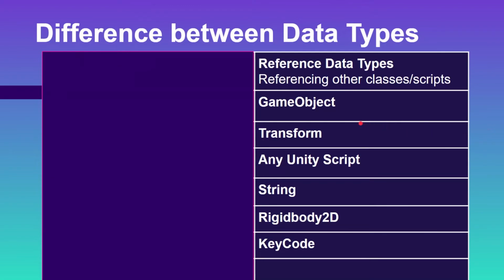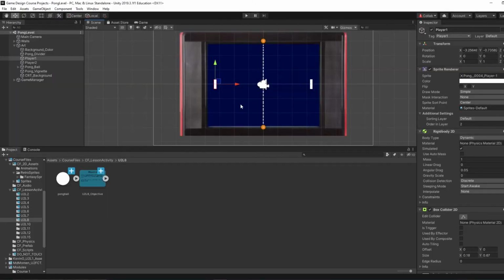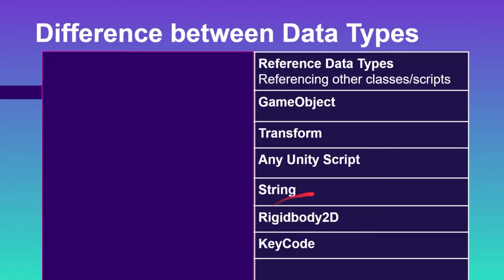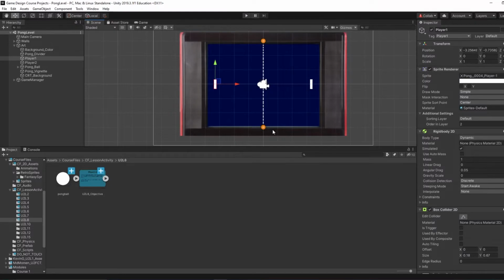As an example, if we were referencing the Transform component, we are getting a reference to that specific object's transform, and we're changing information in there. When we're referencing the Rigidbody 2D component, we are getting a reference to that specific object's Rigidbody 2D component here, and we're going to get some information from inside of it.